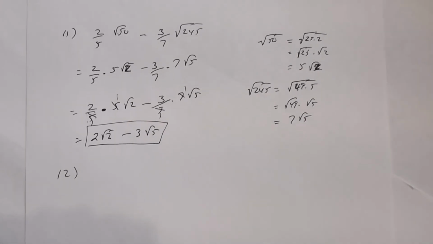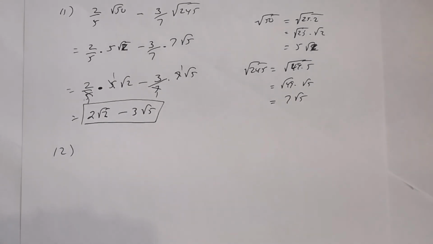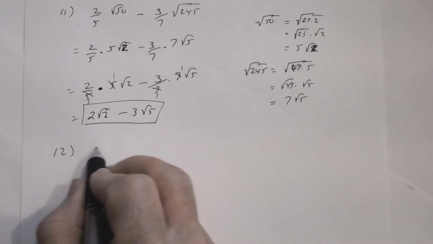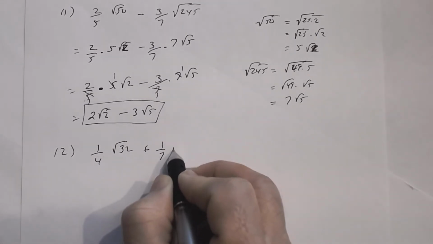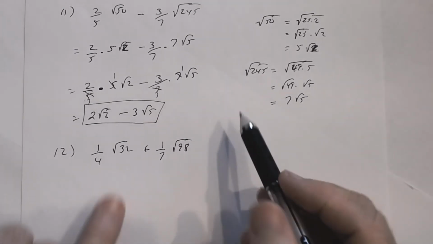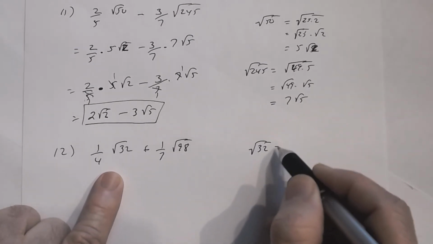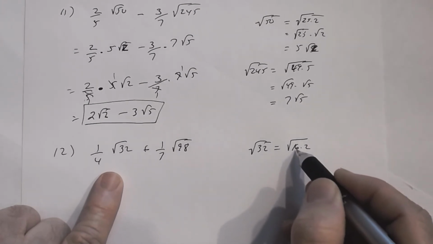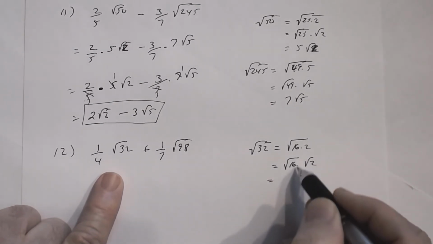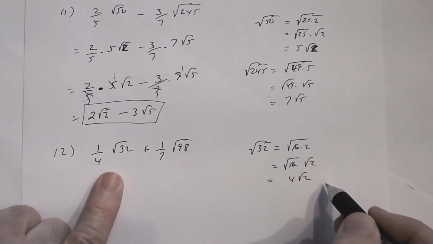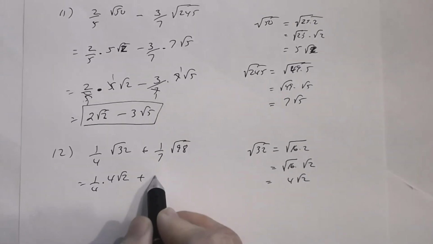And then finally, let's look at number 12. So this will be the last one, and I think you should have enough information to be able to deal with this topic. So 1/4 times the square root of 32 plus 1/7 times the square root of 98. All right. So again, like we did here, let's go off to the side and do some of our work. So the square root of 32 is the square root of 16 times 2. So 16 is the largest perfect square. The product rule says I can rewrite this as square root of 16 times the square root of 2. The square root of 16 is 4, so you get 4 square root of 2. So that's going to go here. So that's 1/4 times 4 square root of 2 plus 1/7.